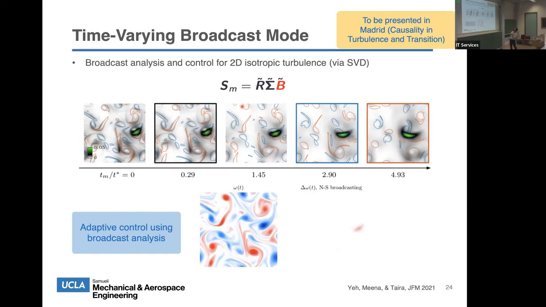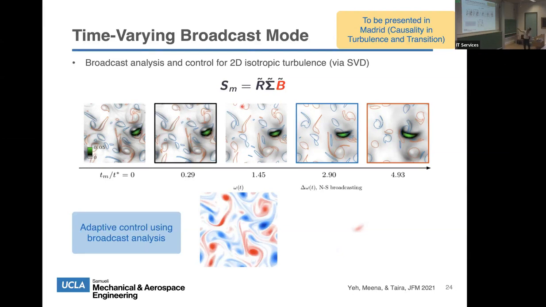May, right? So here, what I'm going to show is that you can actually construct a time-varying graph for two-dimensional isotropic turbulence and identify the right place to push or poke so that you can spread the perturbation or disturbance over the entire flow field. This is what Xian has done.